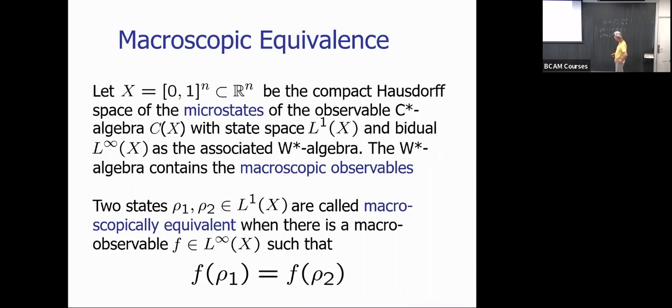This leads to the concept of what we can call macroscopic, or in some of my own work, I call it epistemic equivalence. So we can now define what is meant by macroscopic equivalence. Let us consider again the n-dimensional hypercube as some compact Hausdorff space of microstates of a C-star algebra, namely the algebra of continuous complex valued functions over the phase space. Then we know the state space of this algebra is the space of measurable functions, and the bidual is given as the space of essentially bounded functions. And this is the associated W-star algebra. And now my claim is that the W-star algebra contains, among others, these macroscopic observables.